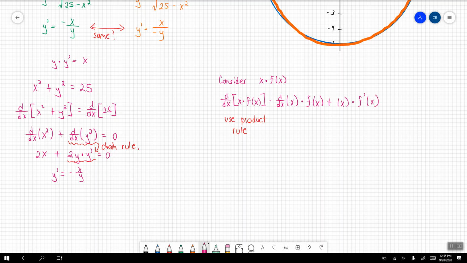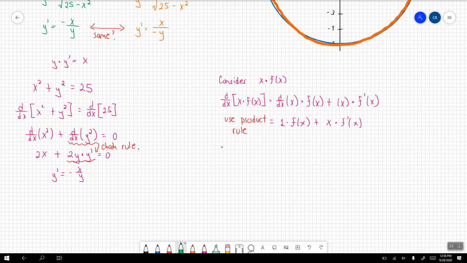Okay, so what does this simplify to then? Well, the derivative of x with respect to x is just 1. So this is just 1 times f of x plus x times f prime of x. And this is that chain rule process that we were talking about. Oops, I put f prime of y. I meant f prime of x. There we are.